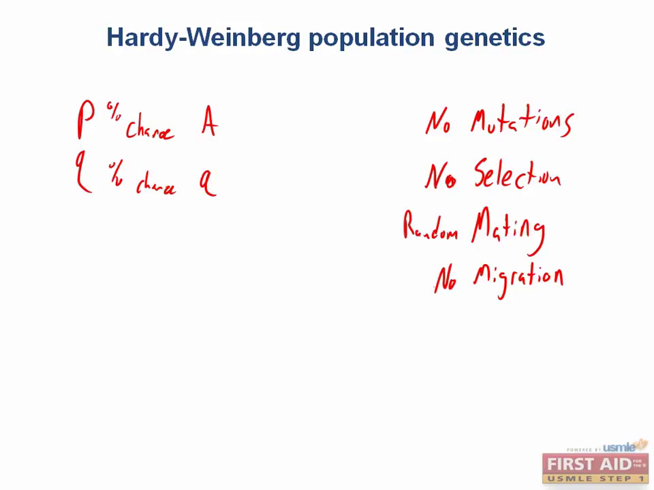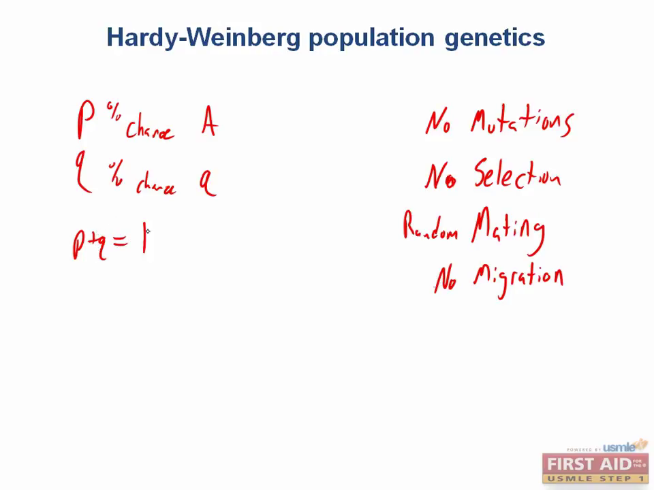So why is this important? It's because it allows you to do some simple calculations to learn about the prevalence of individuals with a disease or carriers of a disease if you know the allele frequencies. We'll start with the basics.